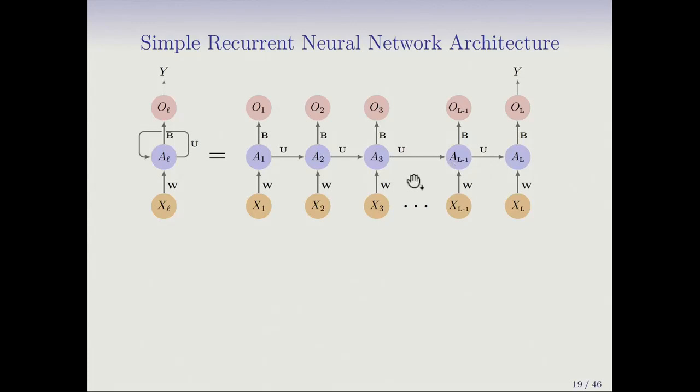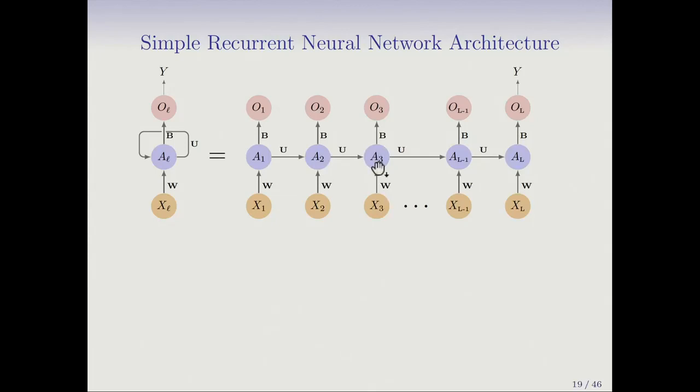Now you've got weights. Let's look at the weight set that goes into A2. You get input into A2 from X2, the corresponding element of the input sequence. And you also get input into A2 from the previous hidden vector, A1. So A2 gets input from A1 and X2. A3 gets input from X3 and A2.